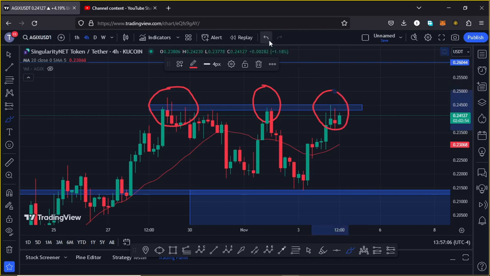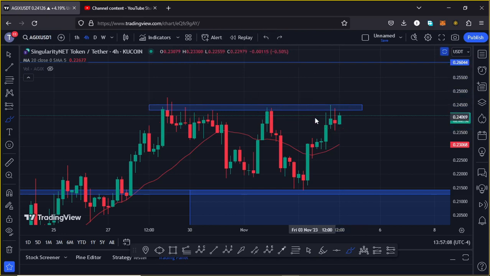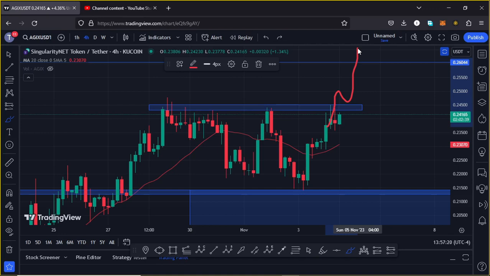And if by any chance we see a break above the $0.25 mark with a successful retest, then I'm expecting Agix to continue gearing up, get above the $0.26 mark, and a break above the $0.26 mark, then we can easily get above the $0.3 mark in the next coming hours or maybe days.